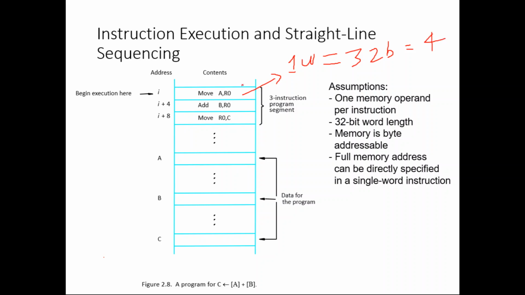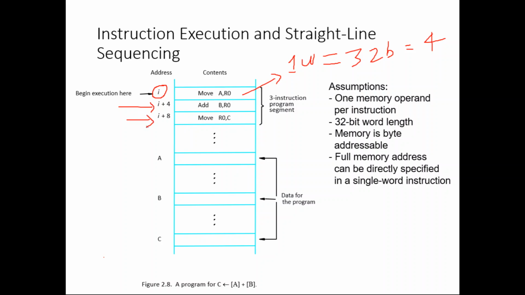So if a particular instruction is available in the ith byte, then the next instruction will be available in the I plus 4th byte, because each instruction needs 4 bytes, and the next instruction will be available in the I plus 8 byte.